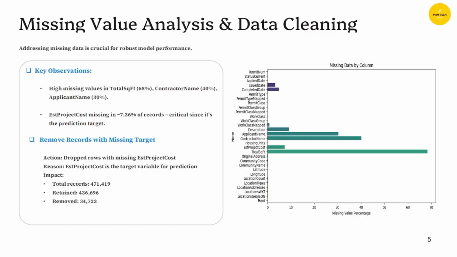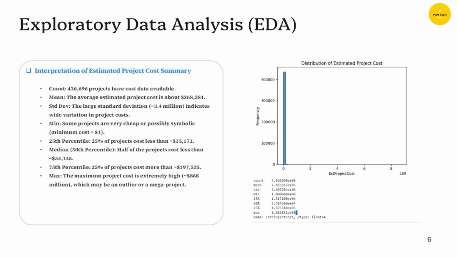So initially, as I mentioned, we had 471,419 records, and after removing 34,723 records, we are currently having 436,696 records. Next we'll be doing some exploratory data analysis, so that we are able to understand the different features and how they are related to the estimated project cost. So we do some analysis first.